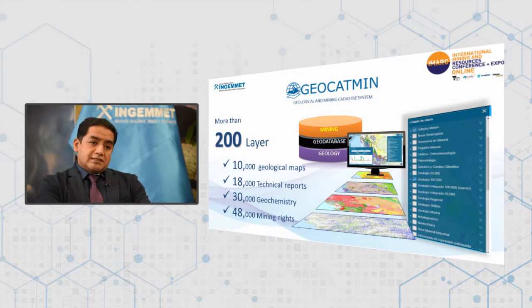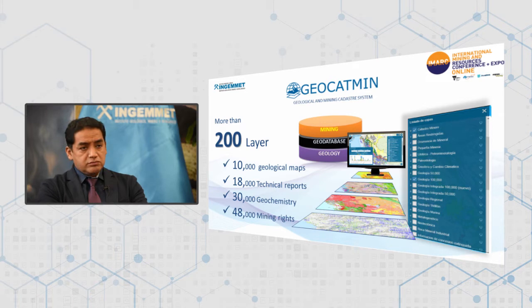This system is also characterized by having a large amount of information, more than 200 layers of data, which include 10,000 integrated, standardized, and processed geological maps for free downloading. Additionally, it contains more than 18,000 technical reports, including records and bulletins. It also has data on geochemistry, geophysics, and more than 48,000 mining rights registered in the mining cadastral system.